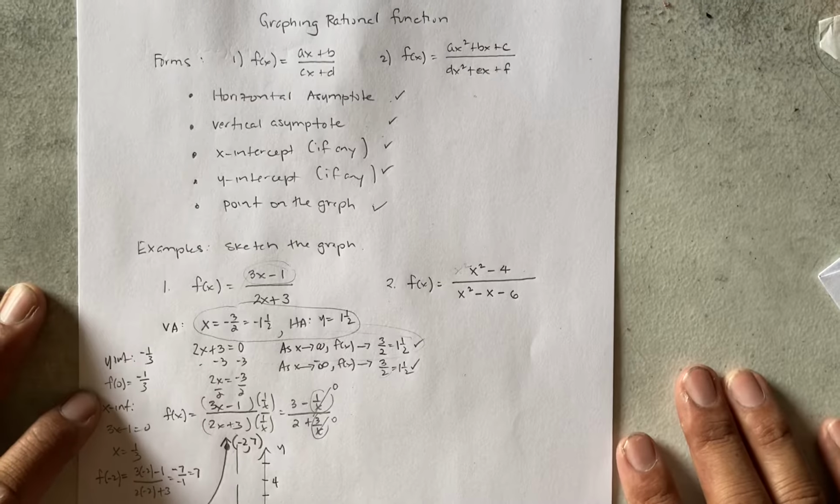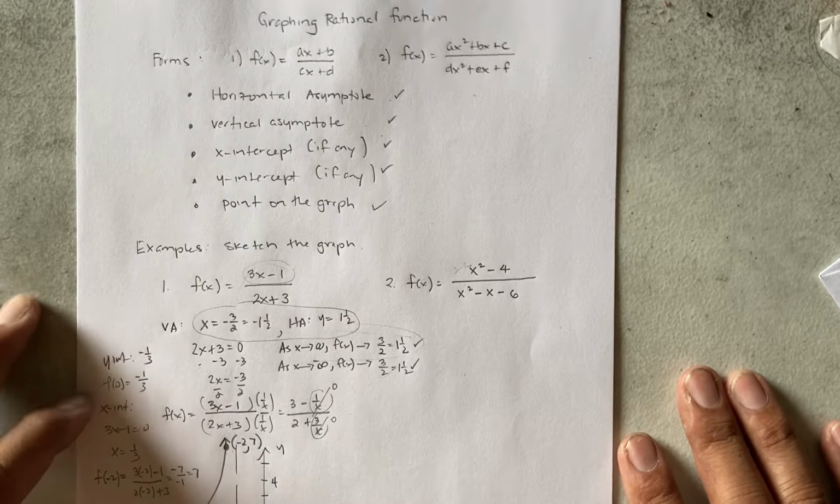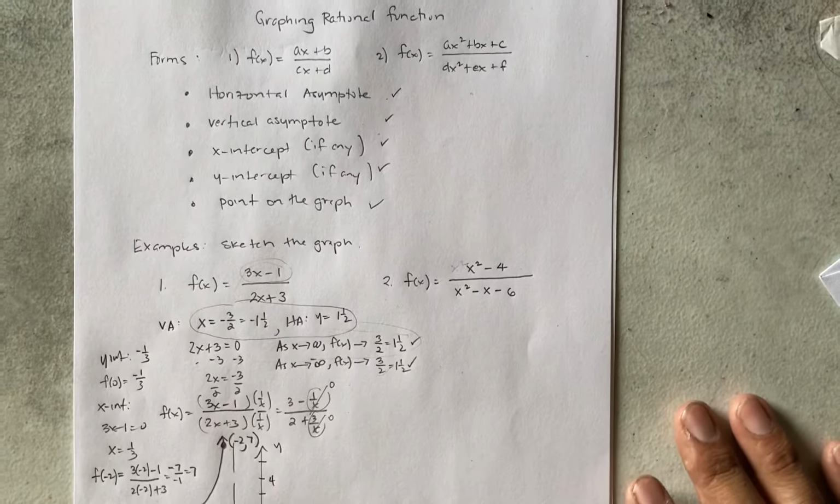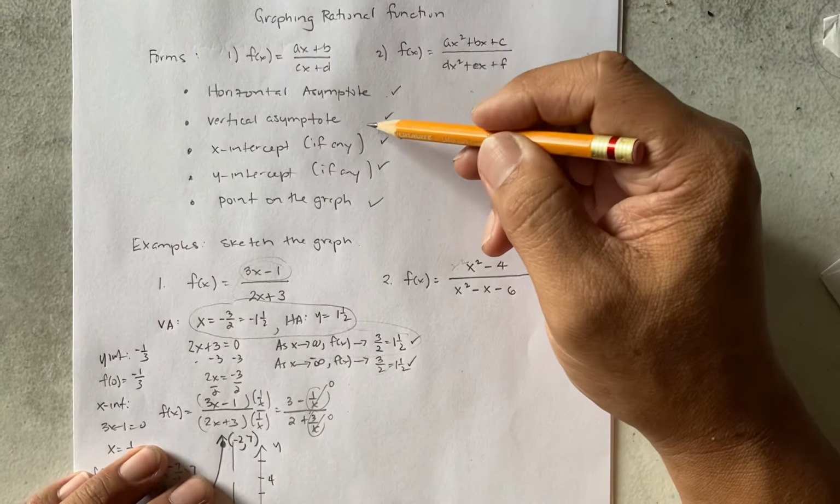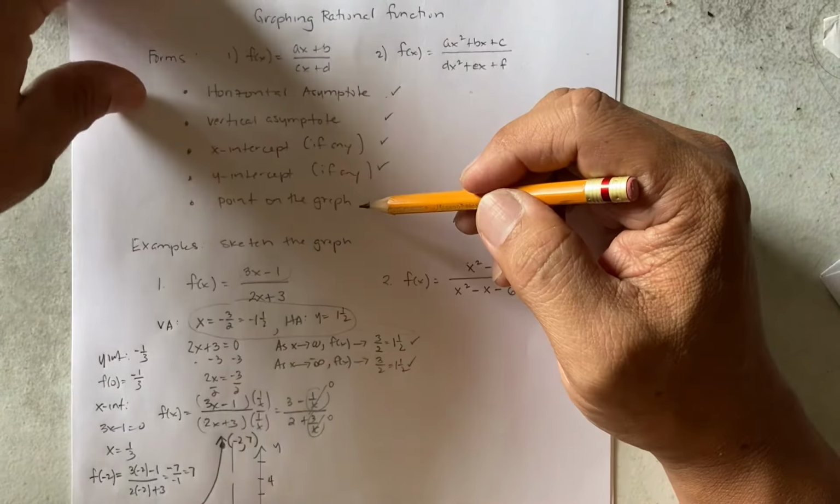Graphing rational functions. So this is part 2. We're going to look at what happens when the numerator and denominator are quadratic expressions. For example, number 2 there, f of x equals x squared minus 4 over x squared minus x minus 6. So let's take a look at that function and graph that function. Same applies. We're going to find the horizontal and vertical asymptotes, x-intercept if any, y-intercept if any, and graph a point on the graph.